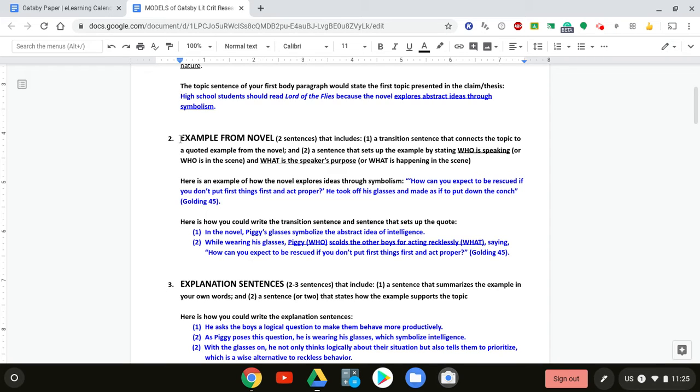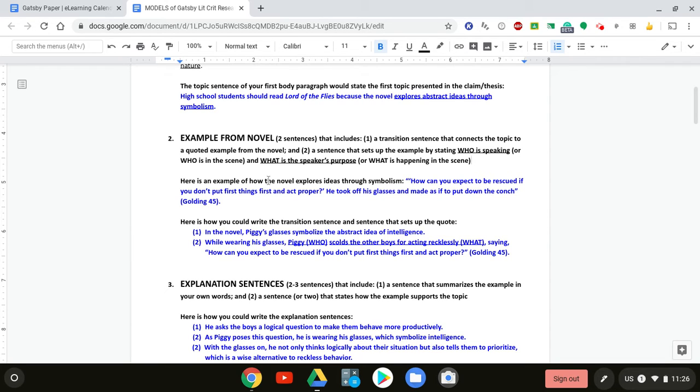All right, then you want to introduce an example from the novel. So here are the directions for that. You should have 2 sentences to introduce your example. It should have a transition sentence that connects the topic to a quoted example from the novel, and a sentence that sets up the example by stating who is speaking, who is in the scene, and what is the speaker's purpose or what is happening in the scene. So that's what we've talked about all year. That is the context of the quote.